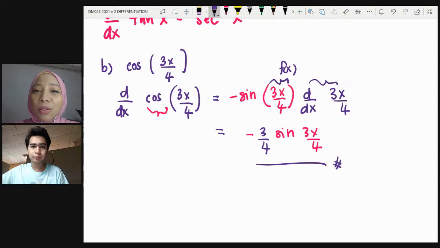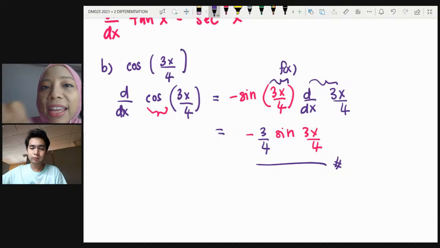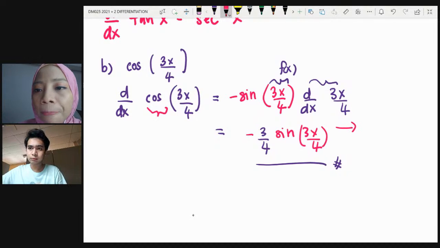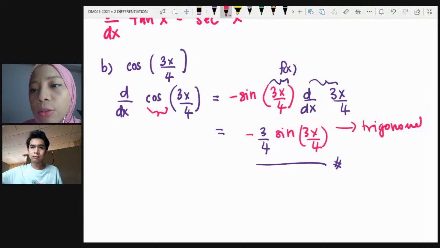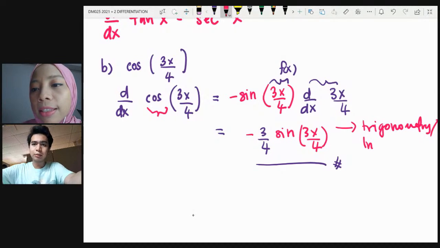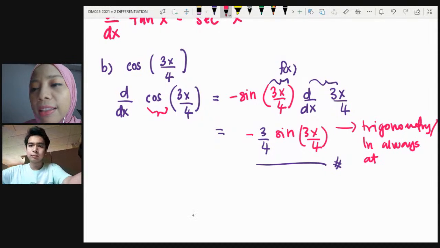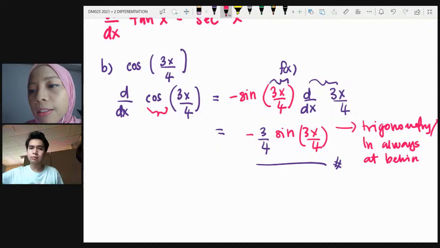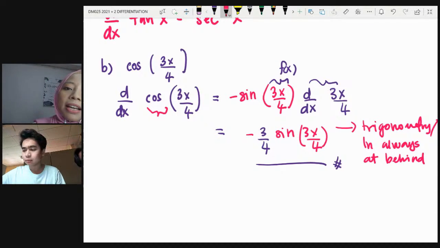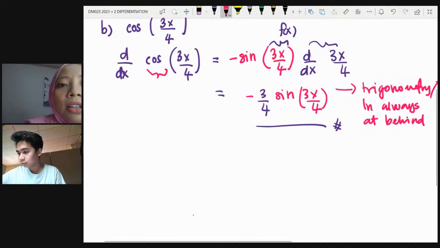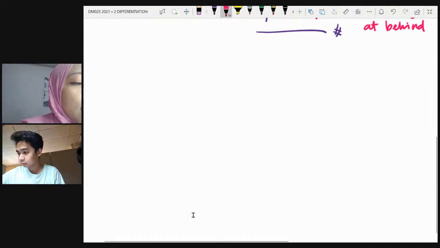Okay, so make sure you save some space for you to write the constant at the front. And don't forget, as I always remind you, trigonometry or ln function always put it at the back, behind. Always put it behind, something like that lah. Okay. All right. Next question.